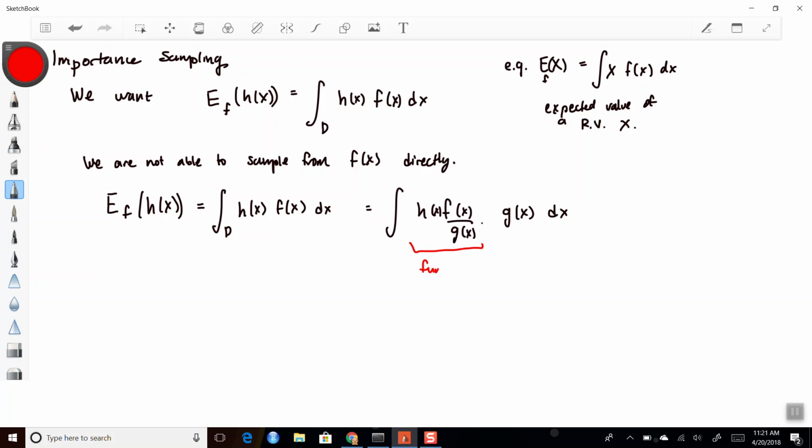This is a function times a PDF, okay? And so this reduces down to the expected value of h of x times f of x divided by g of x.